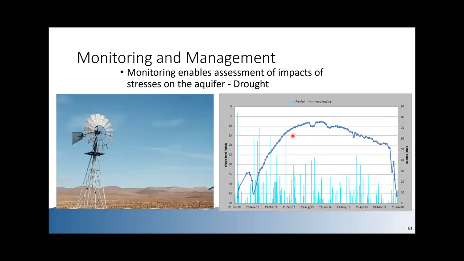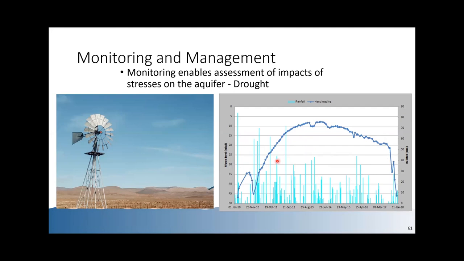The monitoring data helps you make informed decisions on a daily basis if you're watching it at that resolution, incremental changes to your abstraction, but it also gives you a big picture of how your aquifer is responding to stresses. And one of the stresses that we're all too aware of is that of drought.